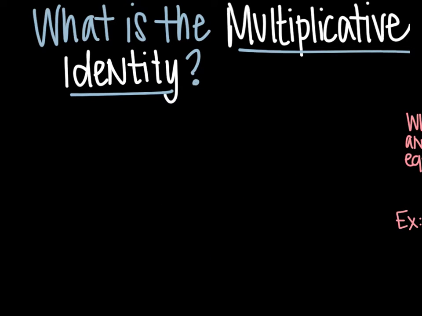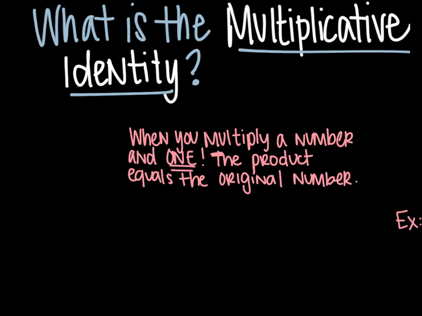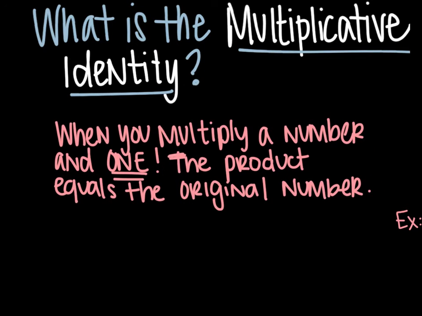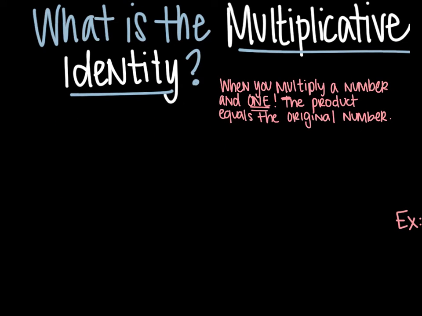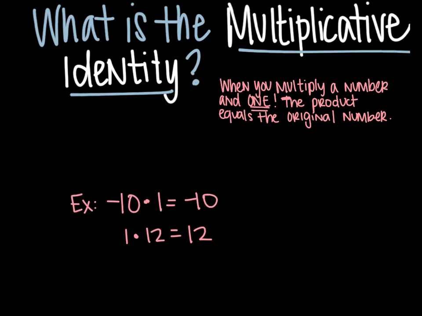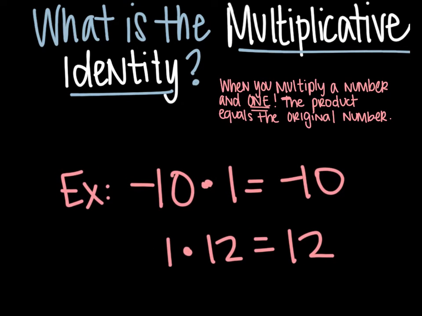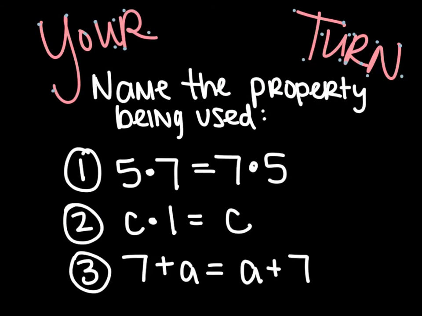What is the multiplicative identity? This one is similar because you're talking about an identity. It's who you are. So who are you when we're multiplying? How are you going to stay who you are? When you multiply a number and 1, the product equals the original number. So any number times 1 is itself. That shouldn't be new information. Here are your examples. My identity is negative 10. How do I stay negative 10? I multiply by 1. If my identity is 12, how do I stay 12? I multiply by 1. That's the multiplicative identity.